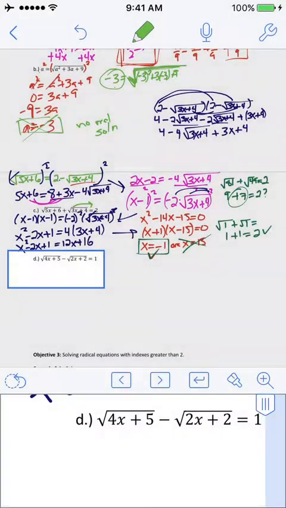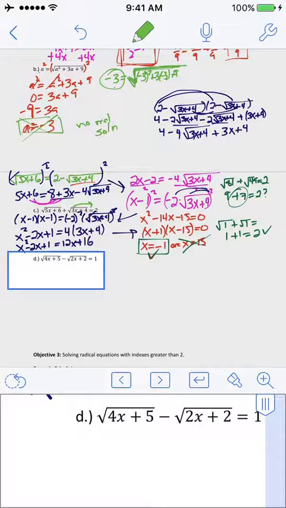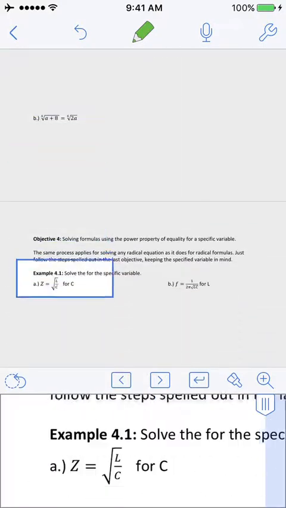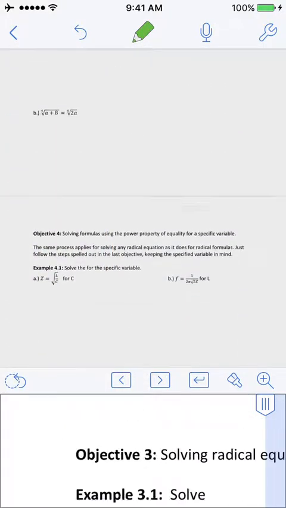Let's try another one of those. The same kind of dealio. And this time, let's see. Yeah, we'll do the same thing.